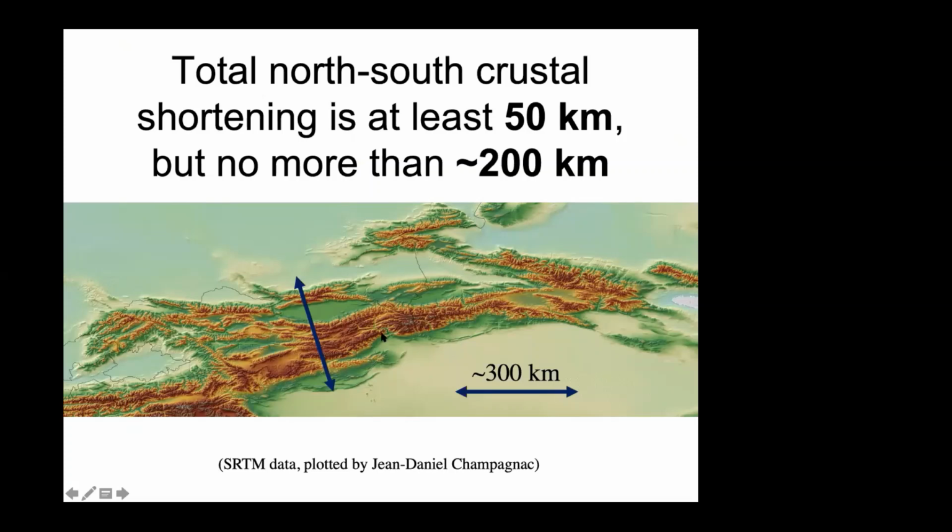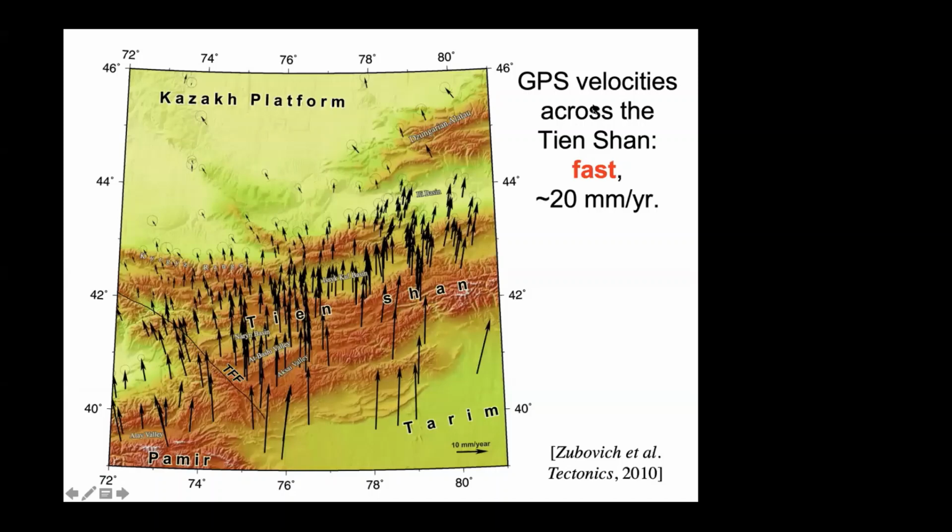Well, GPS shows it's very rapid shortening across the Tian Shan, 20 millimeters a year. Here's the scale, 10 millimeters a year down here. And you can see this Tarim Basin is moving north at 20 millimeters a year relative to the Kazakh platform in here. This rate is the same rate as what we have within the Himalaya today. The rate of underthrusting beneath the Himalaya is also about 20 millimeters a year. This is fast.